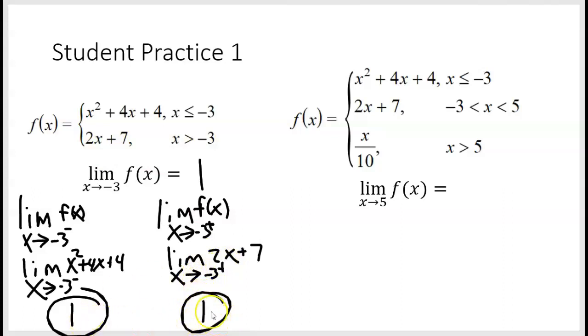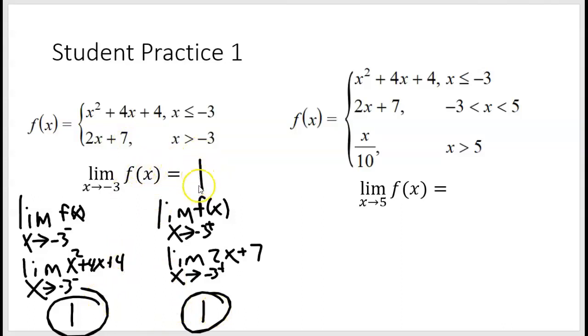So the limit from the left and the limit from the right are the same. They meet up at the same point. Therefore, this piece connects to this piece, and therefore, it seems to be continuous. We can't really be too sure it's continuous yet, but that's a good start. The pieces at least meet up.